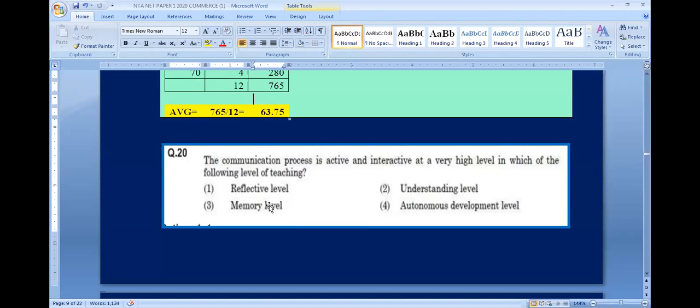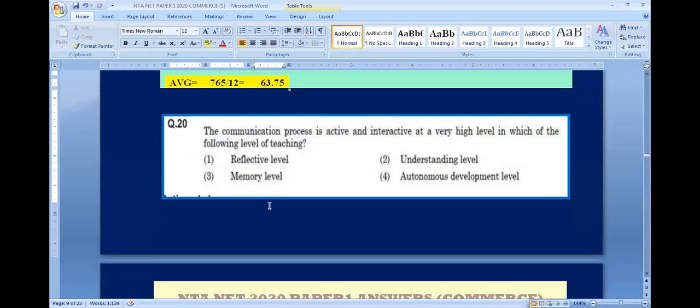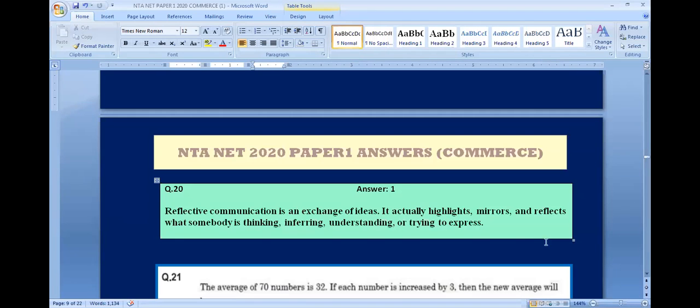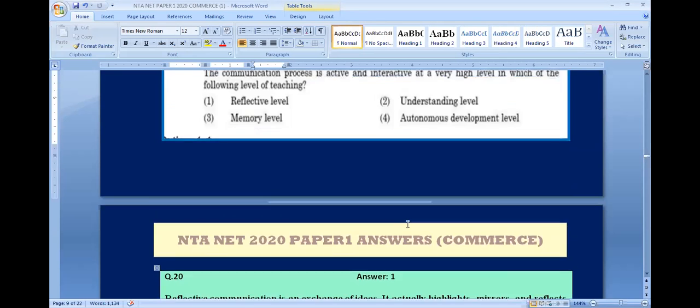The communication process is active and interactive at a very high level in which of the following? It is reflective communication. It's an exchange of ideas. It actually highlights, mirrors, and reflects what somebody is thinking, inferring, understanding, and trying to express. So, one is the answer.